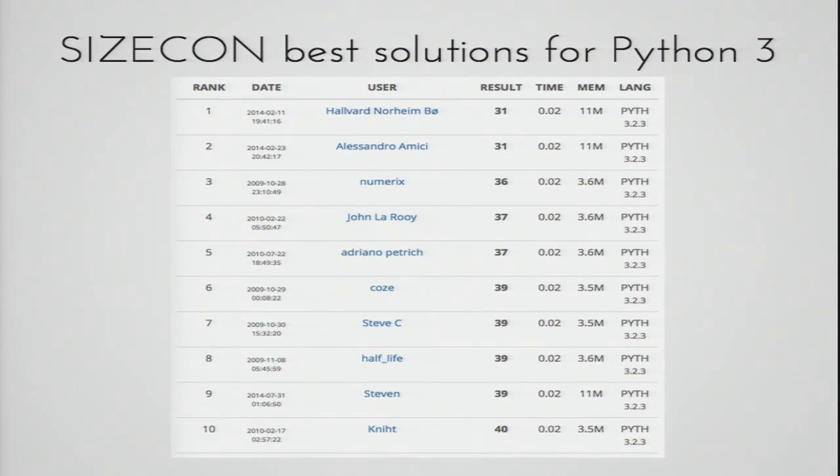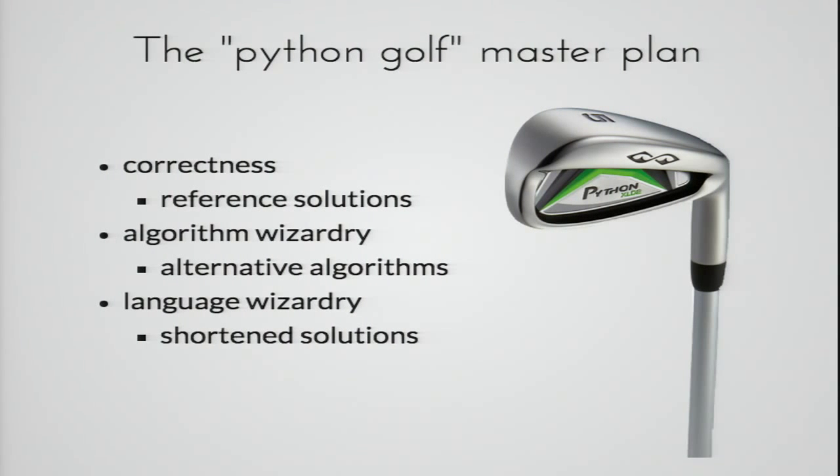In Python 3, it's more or less the same. The same solution can be rewritten in Python 3, and it's just slightly longer because the syntax is slightly different. We are going to see the Python 2 solution because it's the first one I developed and it's just slightly shorter. So, let's see. General Python golf.